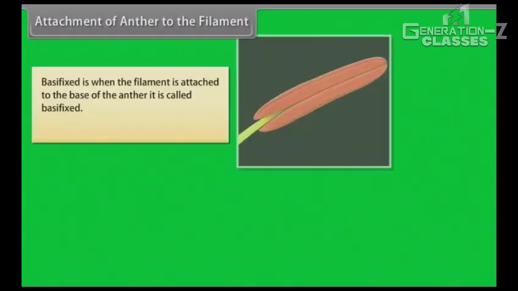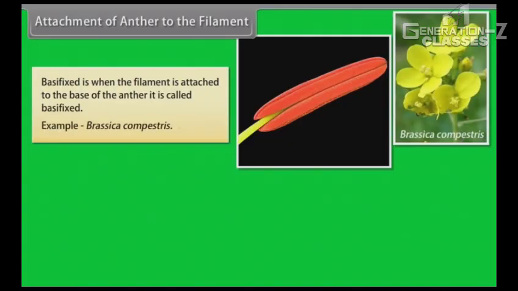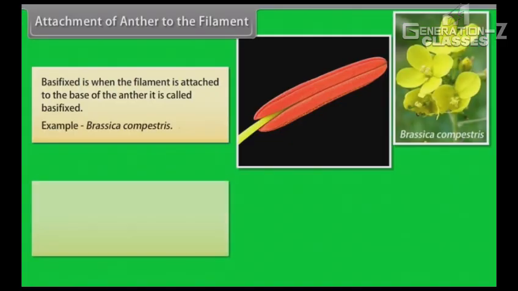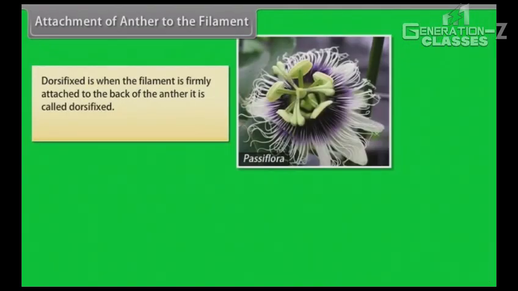Attachment of anther to the filament. Basifixed is when the filament is attached to the base of the anther. Example, Brassica campestris. Adnate is when the filament is attached to the two anther lobes from base to the apex. Example, magnolia.